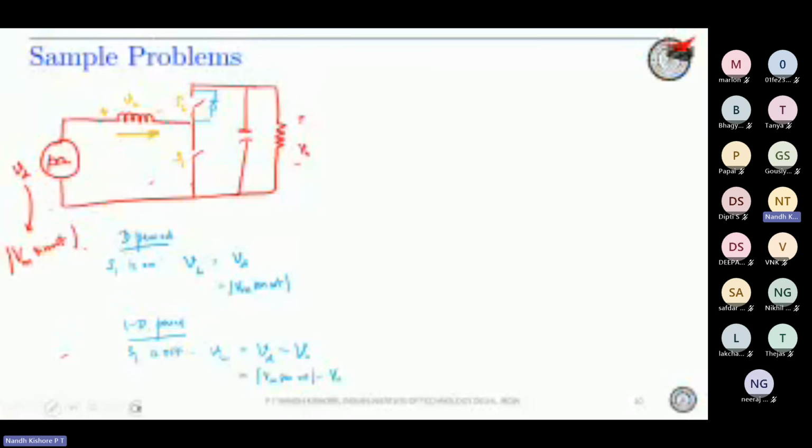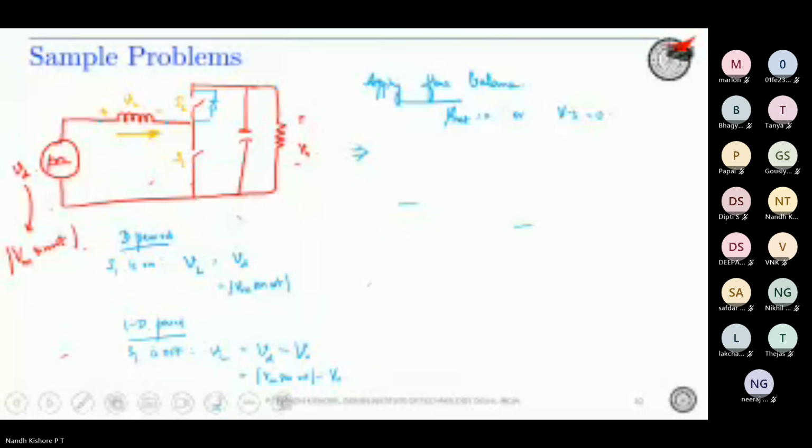If you have done this, then the answer is done. You know what VL is during the D period, and you know what VL is during the 1 minus D period. So apply flux balance. Net flux linkage is 0, or volt-second is 0. What you see is that VL on into T on plus VL off into T off is 0.